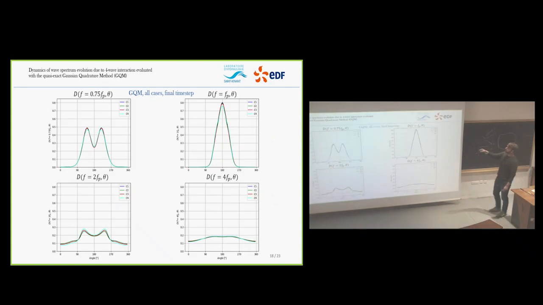This is for all the 4 initial cases, even if we already saw that the final spectra were really close to each other. At the final step with GQM, this is the not normalized, this time, spreading function, D, at different frequencies. And we clearly see the bimodal structure that is formed. But then it goes back to unimodal beginning from 4 times the peak frequency.